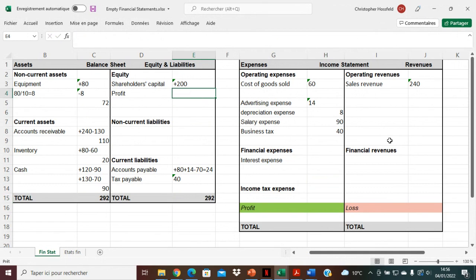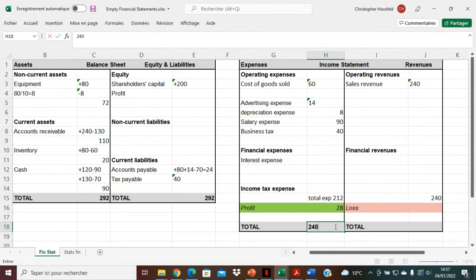The profit is calculated in the income statement. And here I see I have sales revenue of 240, and I have all these expenses that I need to deduct. Okay, I have 150, 190, 200, 212 of expenses. So total expense is 212. Here I have revenues of 240. Well, my revenues are higher than my expenses, and therefore I have a profit. And the profit is 28.